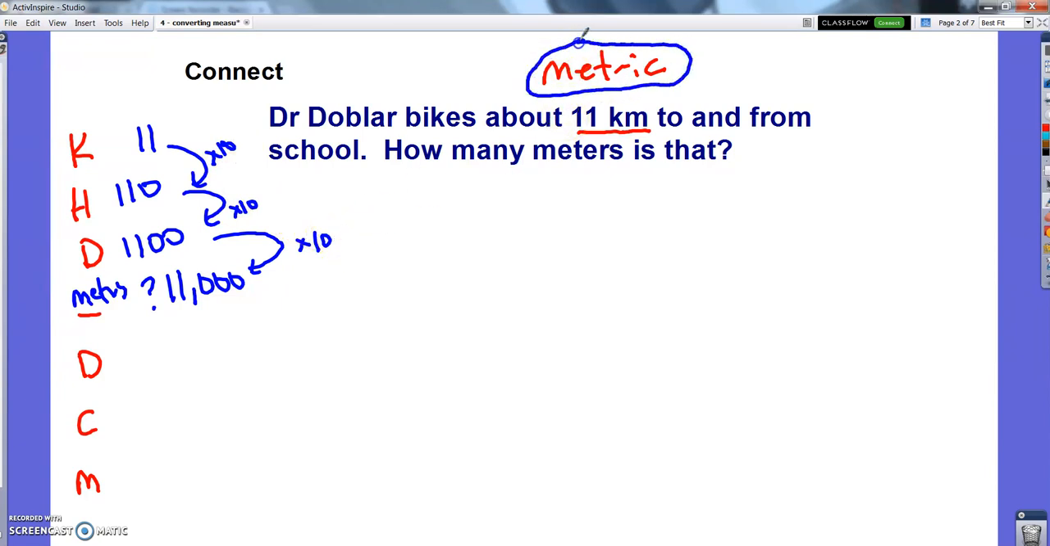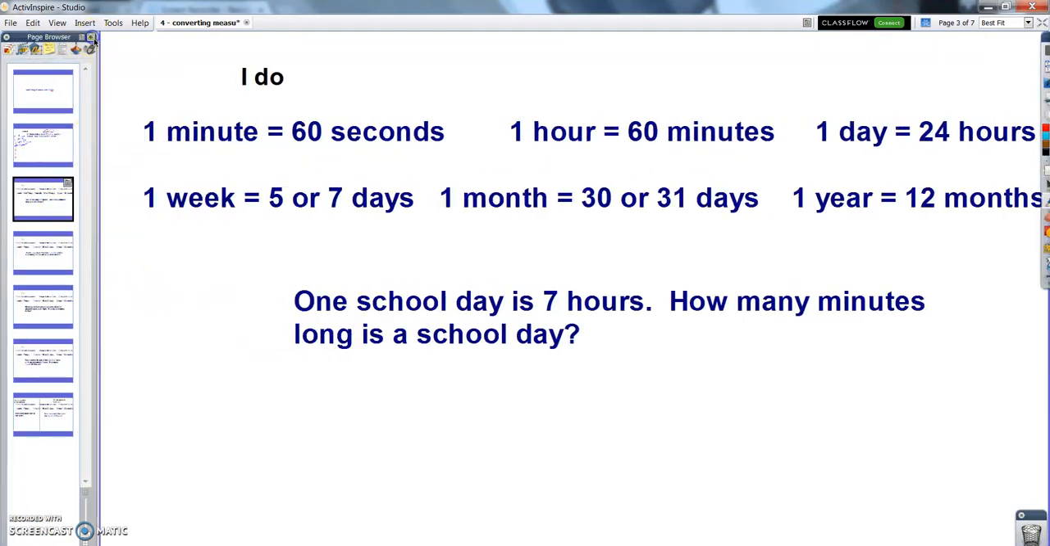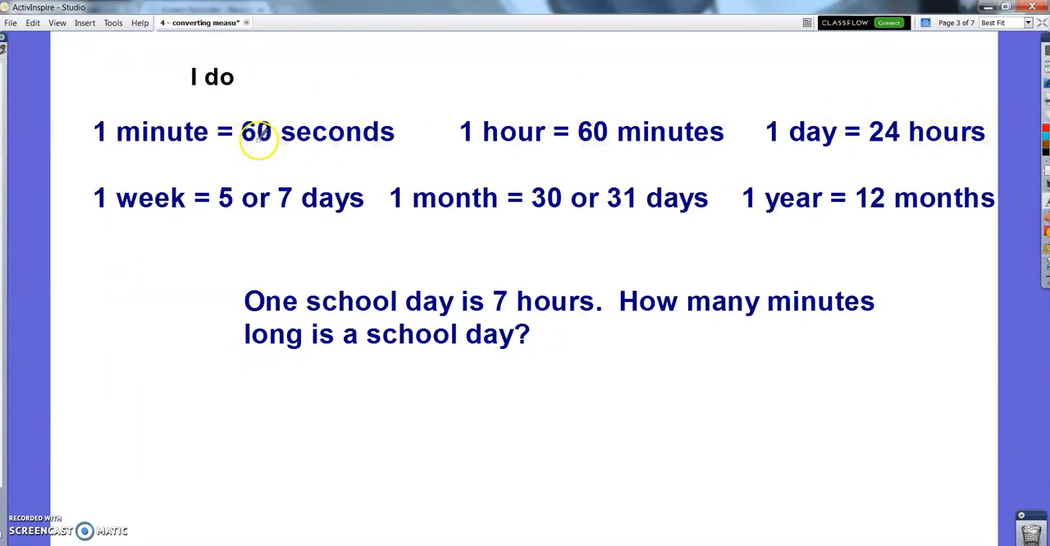So unfortunately, units of time don't work that way. I put up here a lot of common conversions for time. 1 minute is 60 seconds. Those are equal. 1 hour is 60 minutes. Those are equal. 1 day is 24 hours. So I can go from seconds to minutes, minutes to hours, hours to days. And then depending on if you're talking about a school week or a whole week, a week is either 5 days or 7 days, depending on what you're talking about.